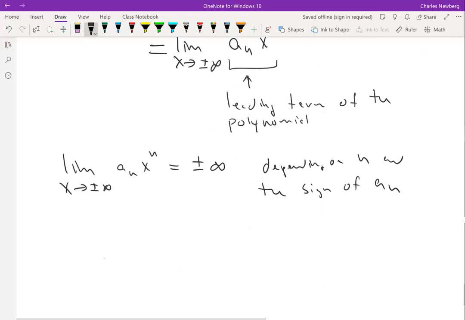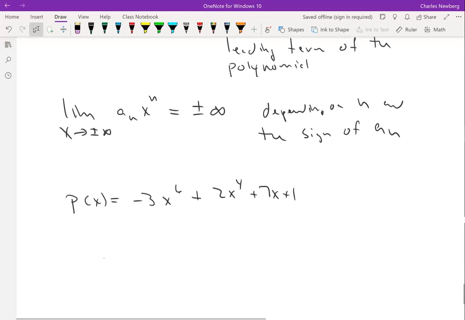All right, so let's take a polynomial here. P of x is equal to minus 3x to the 6th plus 2x to the 4th plus 7x plus 1. And we want to know what is the limit as x goes to either positive infinity or minus infinity of P of x.